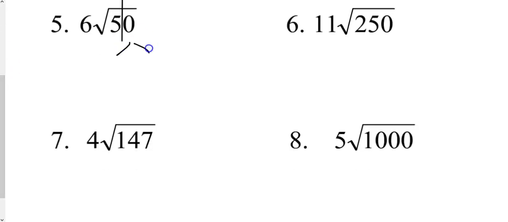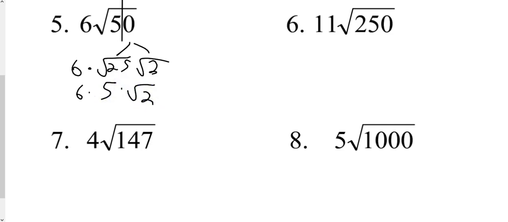So 50 breaks down to 25 and 2. 2 quarters, basically. You know that off the top of your head. But this 6 is still out there, and this is times. So when we have 6 times the square root of 25, which is 5, times radical 2, then our answer is just simply 6 times 5 is 30 times radical 2.